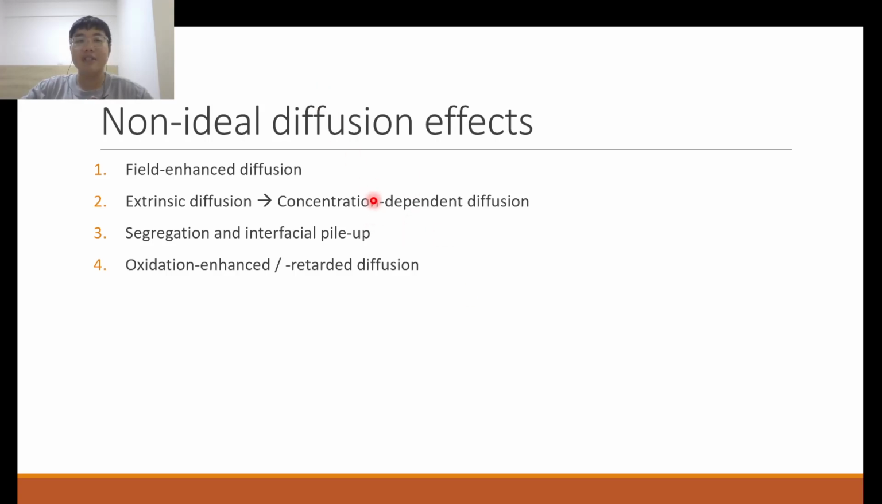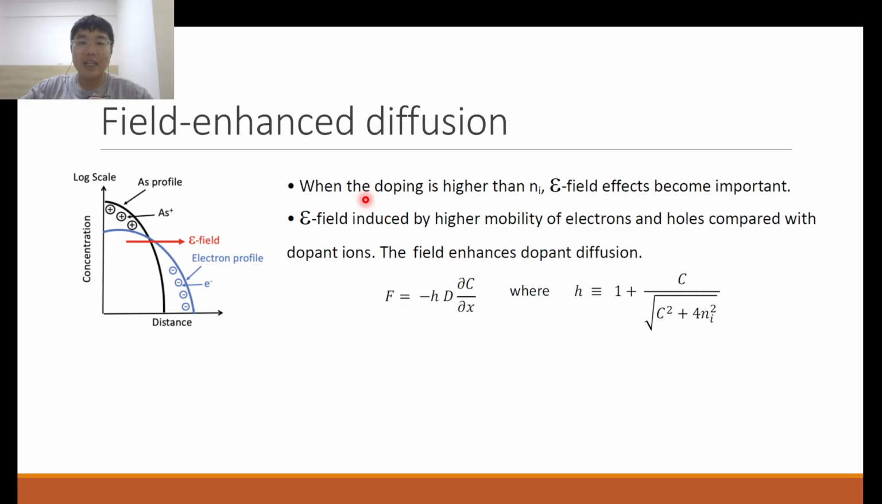So now I'll briefly cover some non-ideal diffusion effects, when diffusion deviates from ideality. The first case is field enhanced diffusion. This is the effect of an electric field that is spontaneously formed in the material. So how is it formed? It's formed when electrons and holes diffuse faster with temperature compared to the dopant ions, because electrons and holes have a smaller effective mass compared to ions. Ions are much heavier than electrons, for example. So electrons end up diffusing faster than the ions, and this creates an electric field.